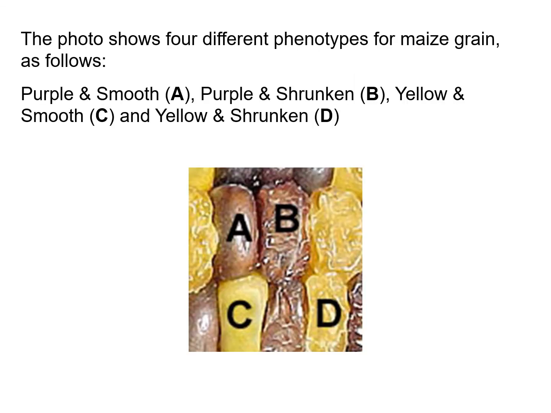A classic example of dihybrid inheritance is the use of different grains, and you can see quite clearly in A, B, C, and D in the picture that you have 4 different phenotypes, and it gives you the descriptions of A, B, C, and D in the text. And this is what we use for our dihybrid inheritance.